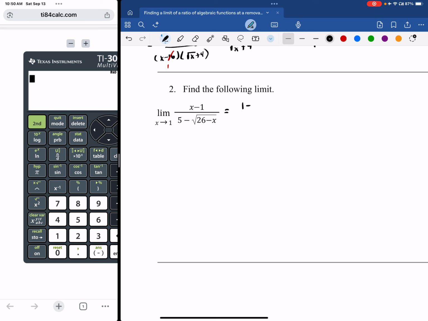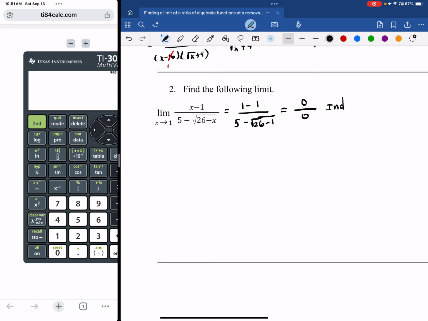In the numerator we'd have 1 minus 1. In the denominator we'd have 5 minus the square root of 26 minus 1. Square root of 26 minus 1, well 26 minus 1 is 25. The square root of 25 is 5. And 5 minus 5 is 0. So in the denominator we have 0, in the numerator we have 0, so that's indeterminate form. Again, all that means is my function is not defined at that point. That does not mean the limit does not exist.